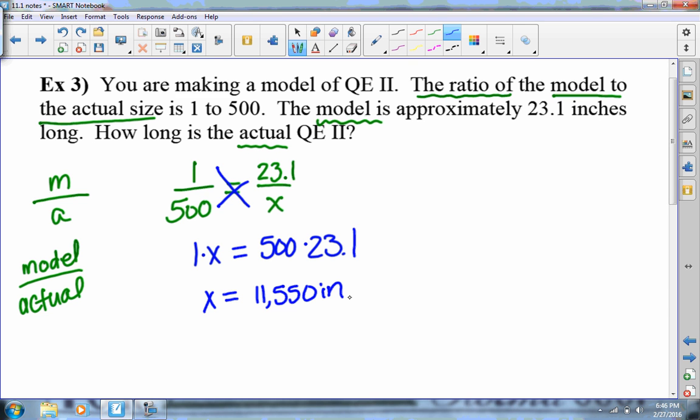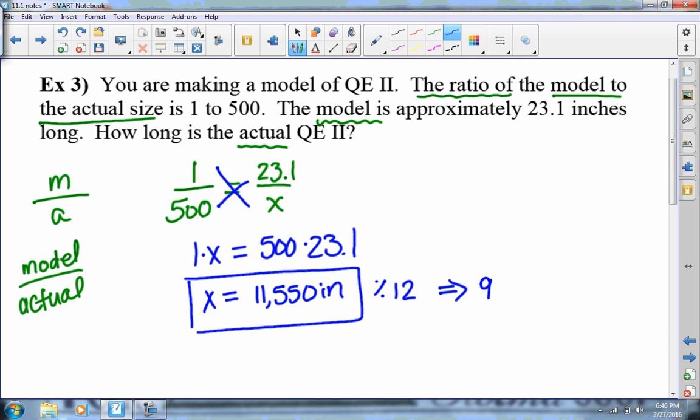And you could write your answer in inches. They don't really tell us. But when we're talking about a big ship, we don't really say that it's 11,000 inches long. That's a little hard for us to comprehend and visualize. Usually we talk about stuff in feet. And since there are 12 inches in a foot, if we divide this by 12, then we'll get the answer in feet. So that's 962.5 feet. So that's a little bit more user-friendly answer.